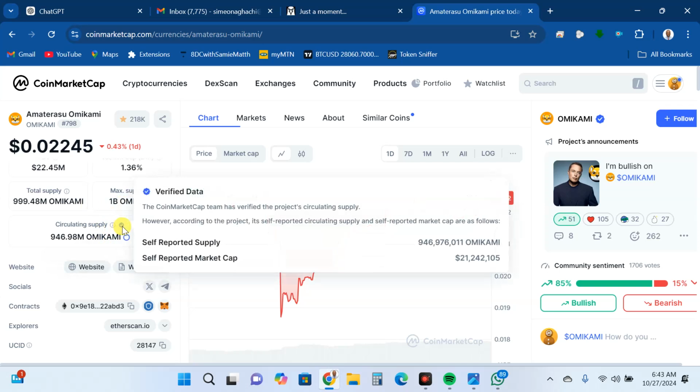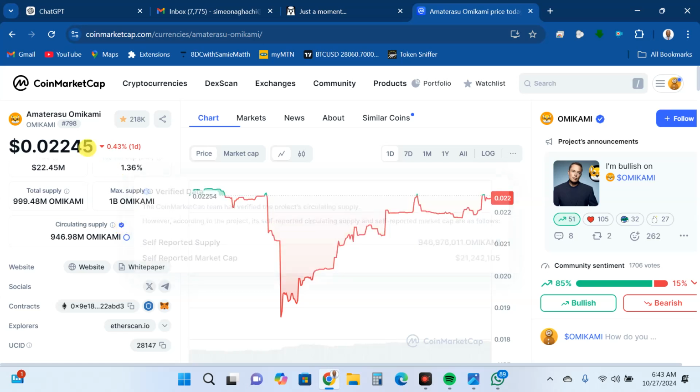This blue tick shows you that any token that has this is verified. The circulating supply is verified by the CoinMarketCap team.